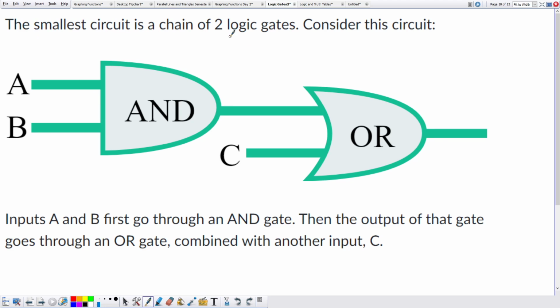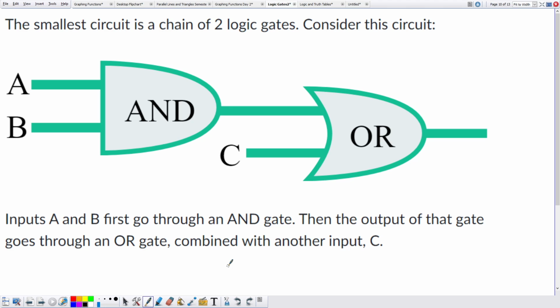The smallest circuit is a chain of two different logic gates, so something like this, where inputs A and B go through the AND gate, and then the output of that gate goes through the OR gate combined with a third input C.